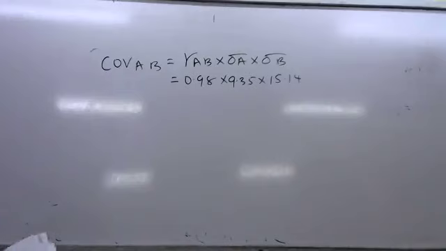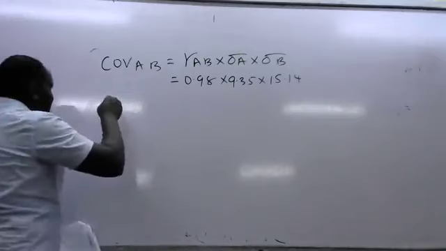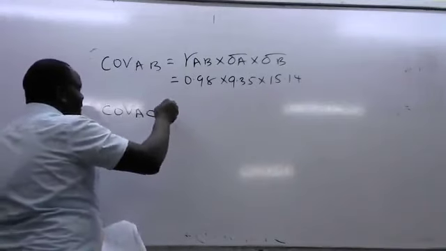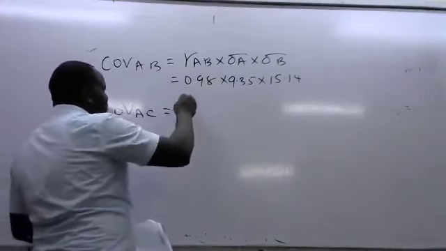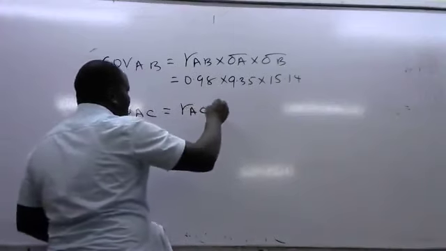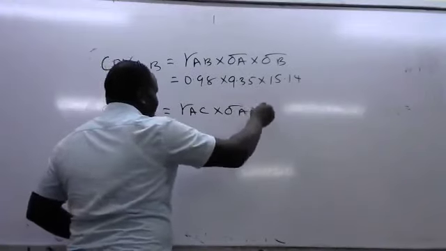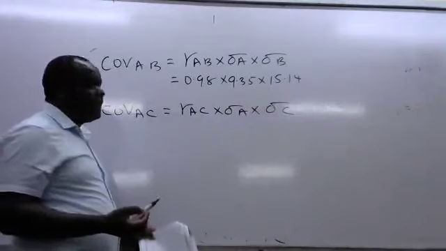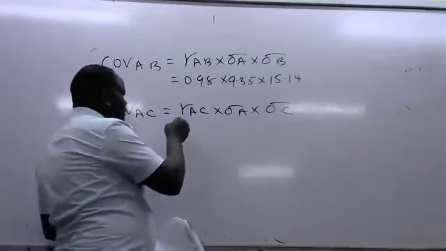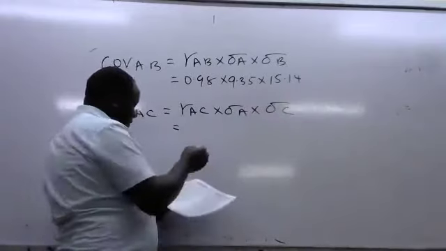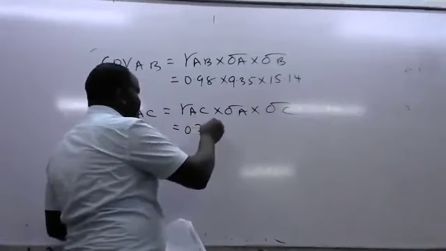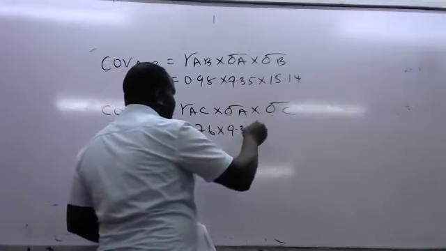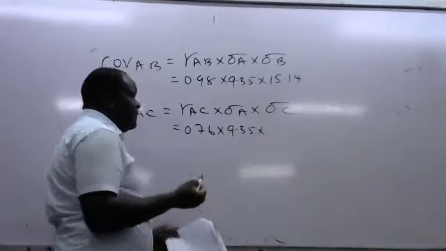Then we will also calculate the covariance between A and C, so it is also the correlation coefficient between A and C. We also need the standard deviation for A and the standard deviation for C. The correlation coefficient is 0.76. The standard deviation for A is 9.35. How about the one for C?